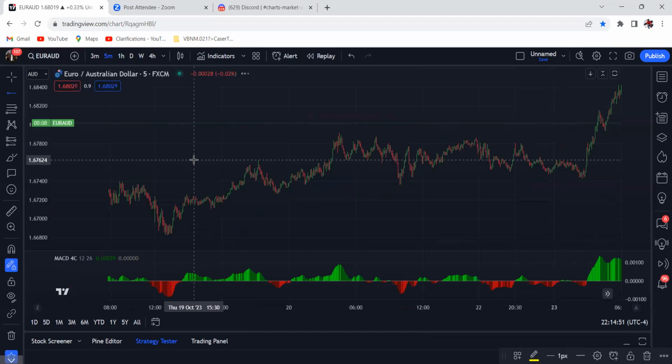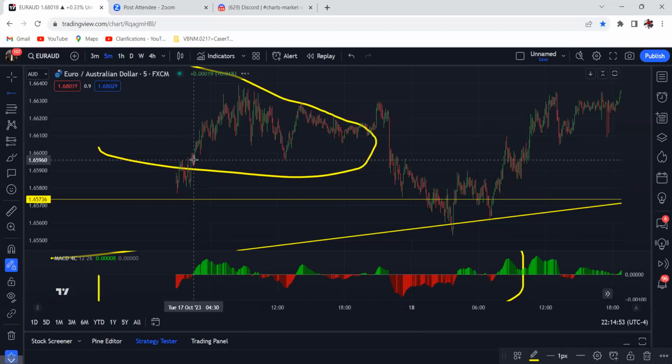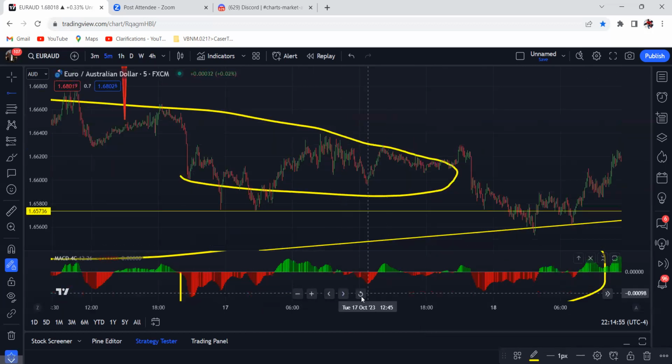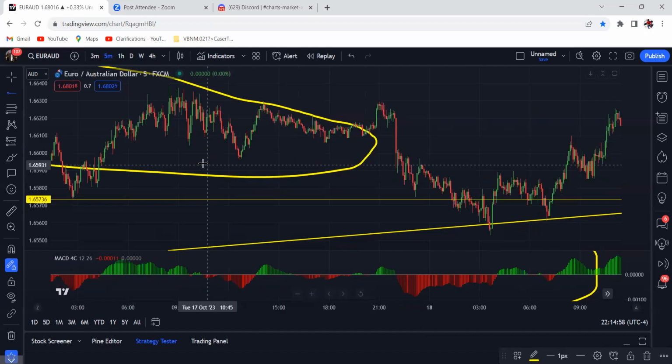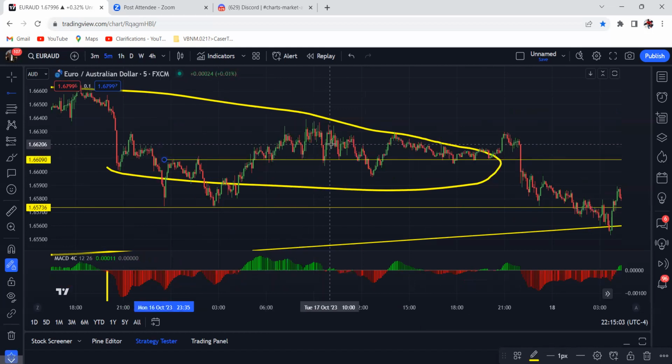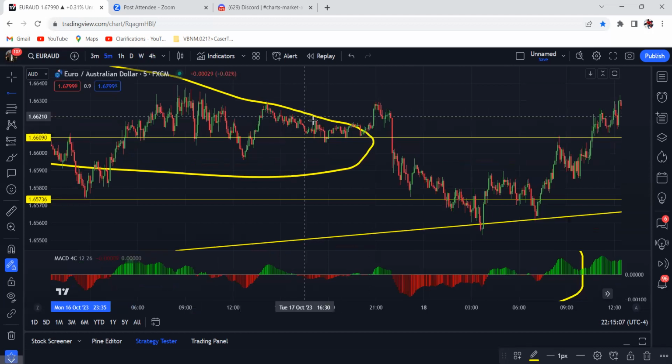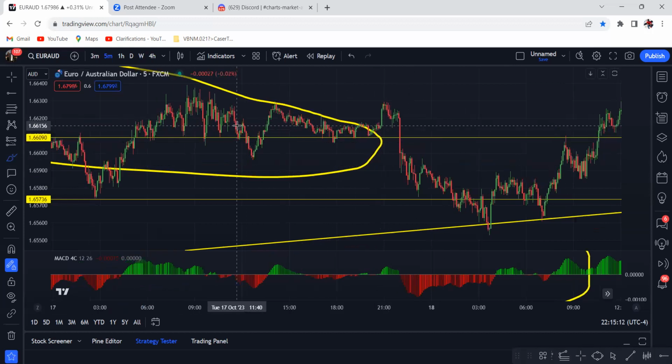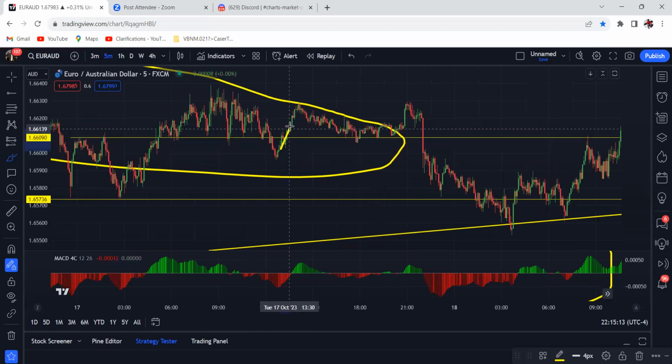So let's try that again. Price came down, exactly right over here. We had our break. There was our retest. Price didn't really go nowhere. And then we actually had our drop. Well, actually, price came up again.